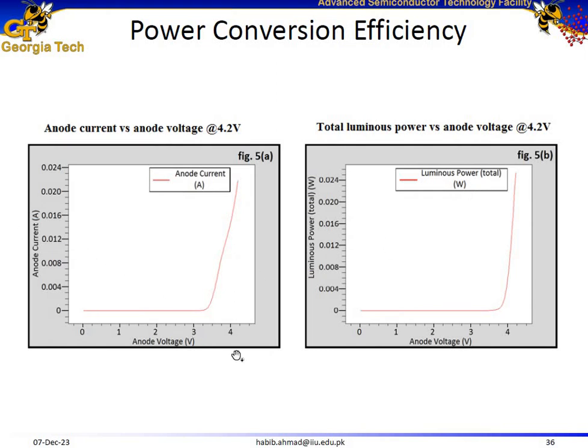Here is the IV characteristic of the same LED structure. Just like a PN junction diode, this LED also has a turn-on voltage. For gallium nitride, which has a band gap of 3.4 electron volts, the turn-on voltage would be around 3.1, 3.2 volts.